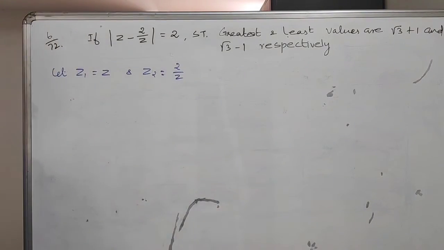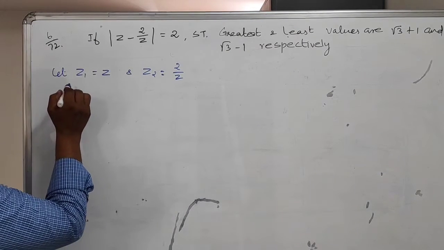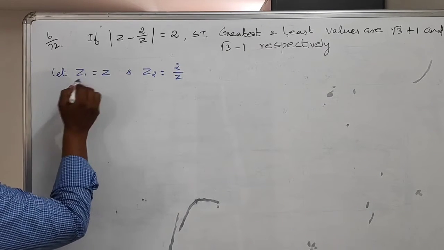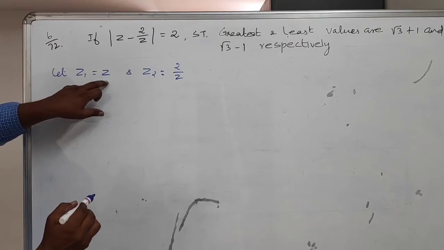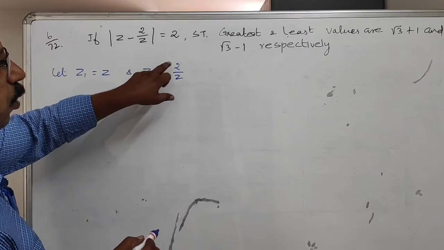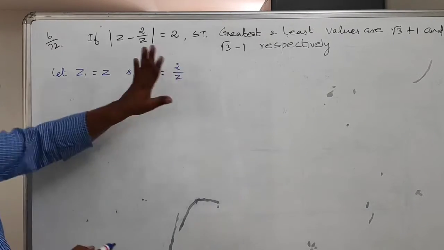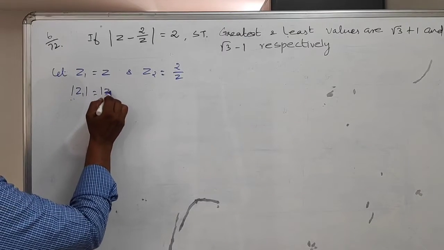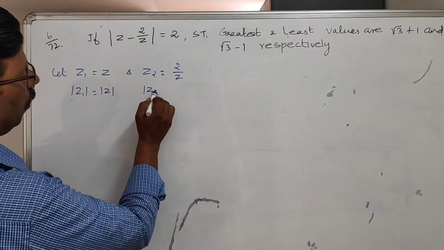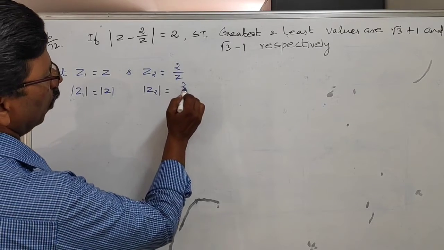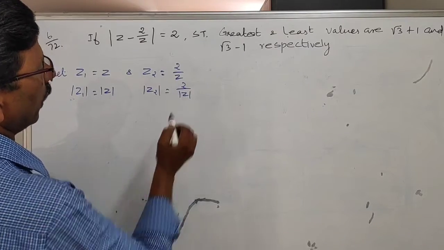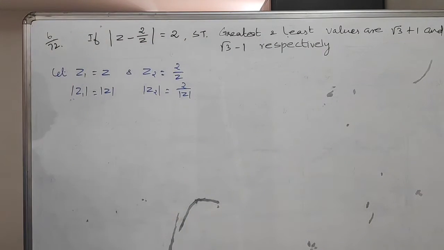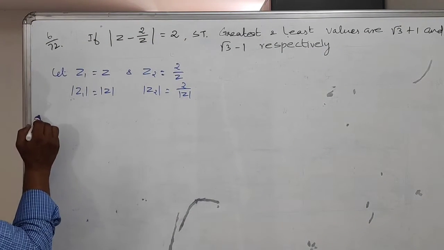Now what is modulus of Z1? Equal to modulus Z. Modulus of Z2 is equal to 2 by modulus Z. So modulus of Z1 is equal to modulus Z and modulus of Z2 is equal to 2 by modulus Z. Modulus of 2 is 2 itself. Therefore, again we can consider this result.